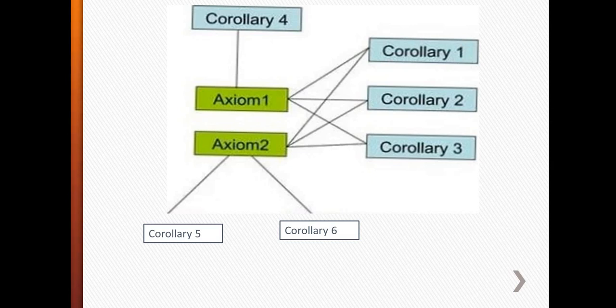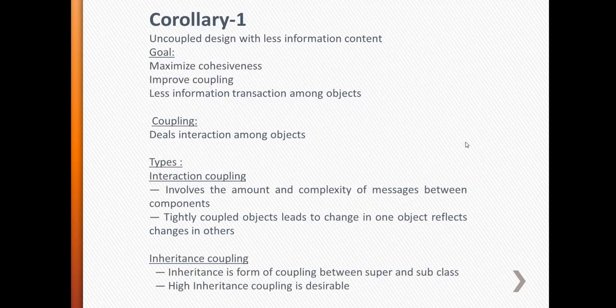This diagram shows the association or interaction between the 2 types of axioms and 6 types of corollaries. Axiom 1 is associated with corollaries 1, 2, 3 and 4. Axiom 2 is associated with corollaries 1, 2, 3, 5 and 6. Next, we will see the above 6 types of corollaries in detail.